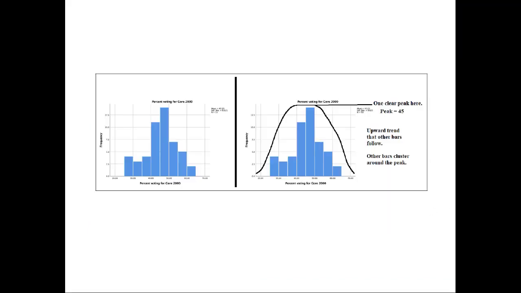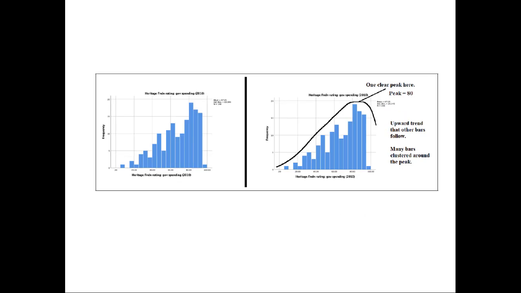Here is a histogram of states' vote share for Gore in the 2000 presidential election. I drew a general outline on top of it. From this outline, I can see that there is one clear peak around 45. There's an upward trend to this peak that the other bars follow, and these bars are all clustering around the peak.